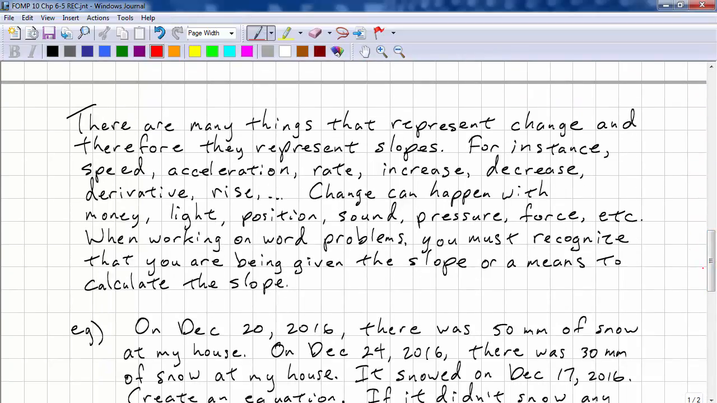So the problem with word problems is that there are many things that represent change, and therefore they represent slopes. For instance, we could use the words speed, acceleration, rate, increase, decrease, derivative, rise, there are many synonyms. And change can happen with money, light, position, sound, pressure, force, etc. And when working on word problems, you must recognize that you're being given the slope or a means to calculate the slope. So here's an example.